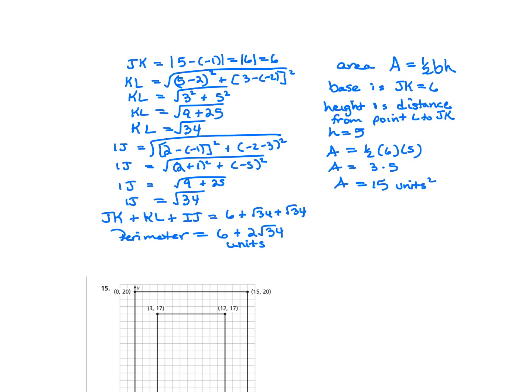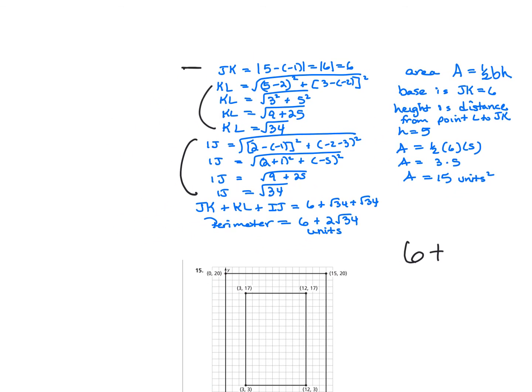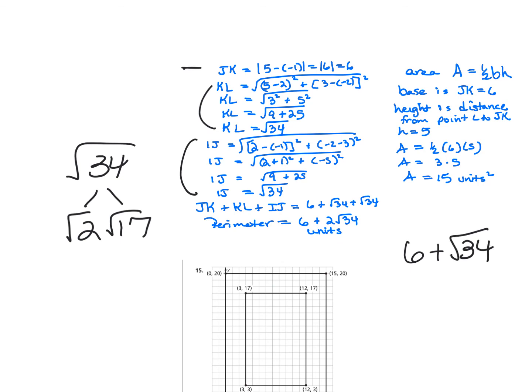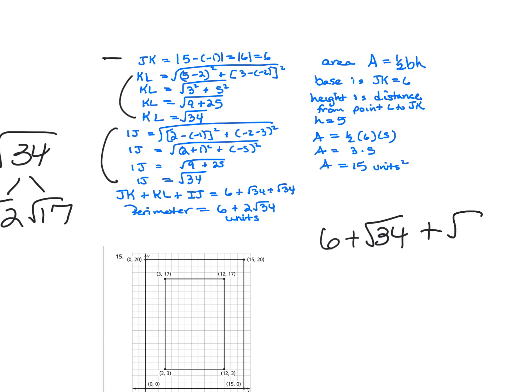Here is that one diagonal, KL is the one. JK I just counted, and then IJ I also had to do. And then for perimeter, you're going to add the JK, which we counted to be 6, and then KL. Notice the 34. When I try to break it down, it just gives me 2 times 17. Notice they don't pair, so I just multiply them back, and I keep it as the square root of 34. And then I put the other one. It also got the square root of 34.